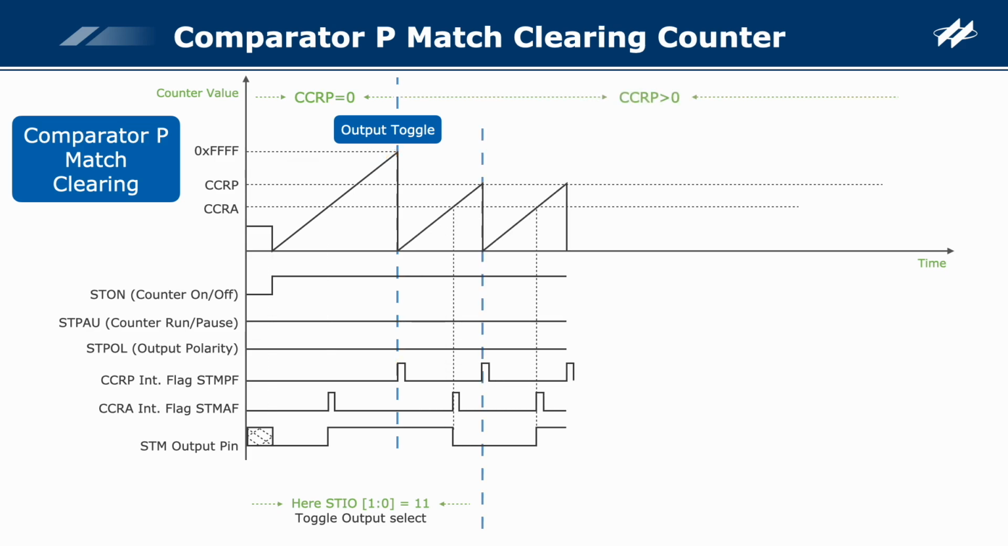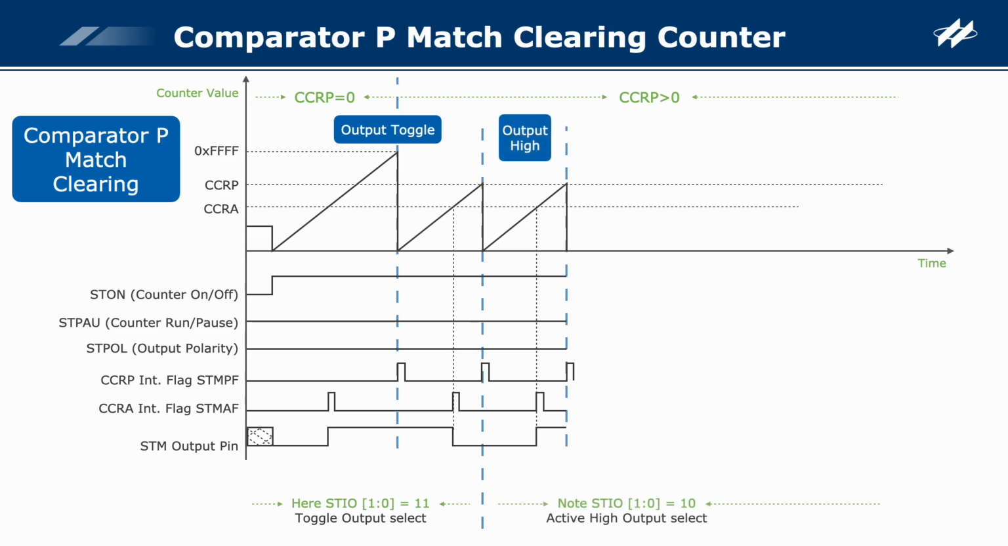When the CCRP preset value is greater than 0 and other conditions remain unchanged, the counter counts from 0 until a comparator A match occurs. The STMAF interrupt request flag will be changed to 1, the external pin state will be toggled and output low. The counting continues until a comparator P match occurs. The STMPF interrupt request flag will be changed to 1, and the counter will be cleared and restart counting.